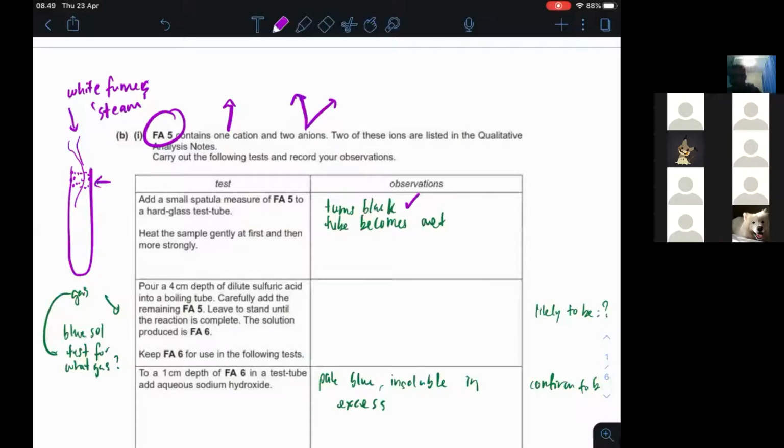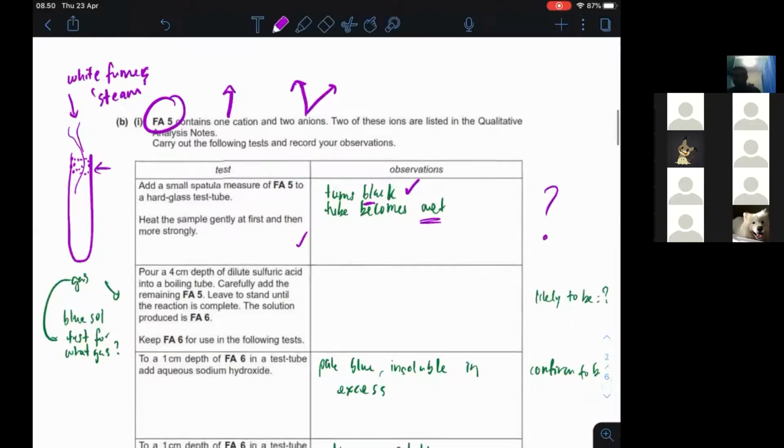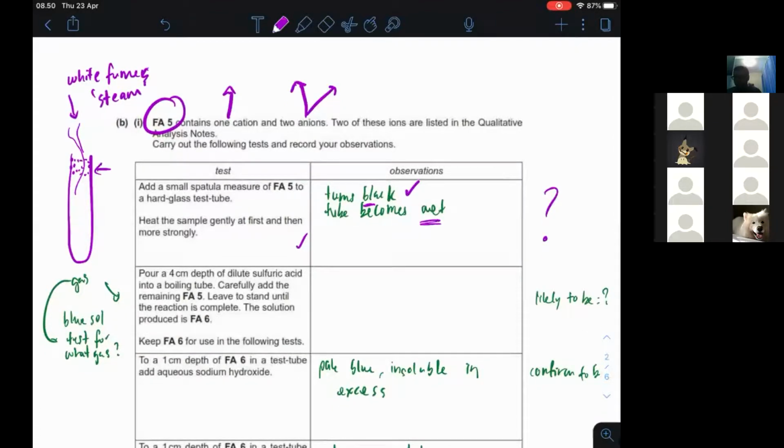So here, I didn't do any tests for the gas. But if you want to do tests also, you can write it down. In this case, I didn't do any tests of the gas. So basically I saw it go black and then it became wet. The solid became black and then it became wet. So here I still do not know what my cation might be, what the anion might be, but I can roughly guess.